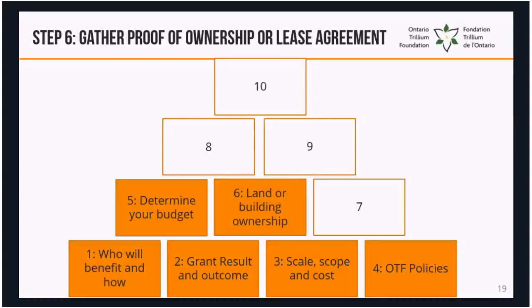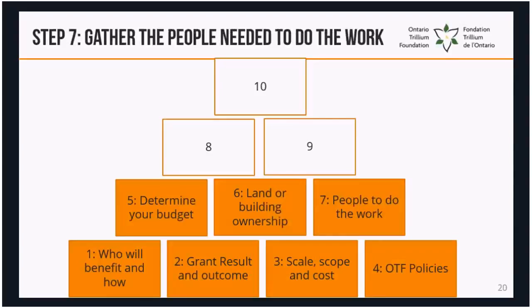Step 6, gather proof of ownership or lease agreement. Proof of ownership or a 5-year lease agreement is required for all renovations or improvements to land or property, including permanent equipment. Step 7, gather the people needed to do the work. Determine who will oversee your project. If you don't have the expertise in-house, find a competent volunteer outside your organization to coordinate the work.